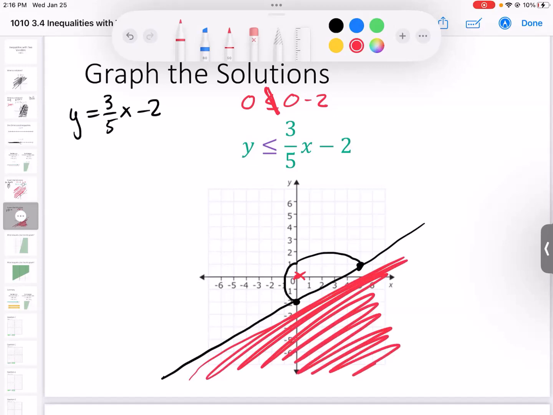And if you wanted to check that, you could choose a point that's somewhere in this range and plug it in, and it would make it true. But I like to choose numbers that are easy to plug in. And in this case, 0, 0 was an easy one. Any questions on that? Yeah.